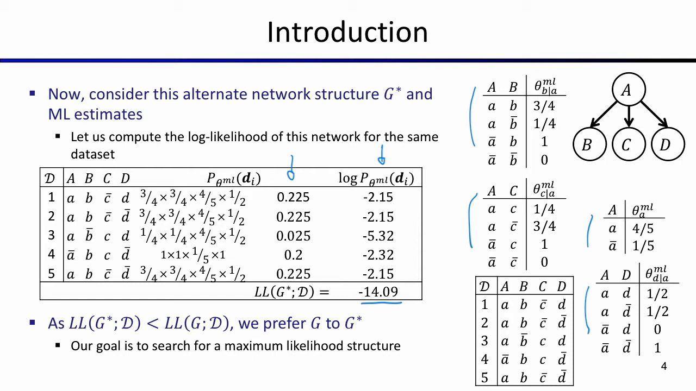In the previous slide, we got -13, and now we have a -14. And the -13 is higher than -14, so we like the previous structure more than this structure. So the previous structure has a higher log likelihood, so we like that most. So if you were doing a search procedure and looking for the structure that we like most, we would prefer the previous graph.